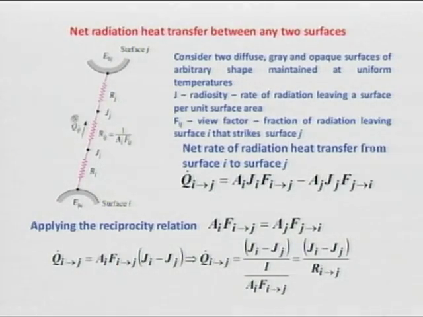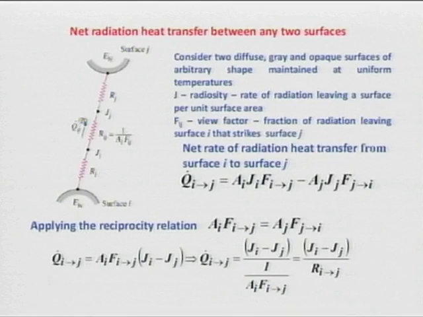For black bodies I can always remember very easily: sigma A1 F12 times T1 raised to 4 minus T2 raised to 4. Here I cannot remember it like that, because in addition to the space resistance which was there even for black bodies, I have two additional resistances because of the surfaces being non-black or gray, and that is what is manifesting itself in terms of these three resistances. What is this additional resistance doing to the heat transfer?